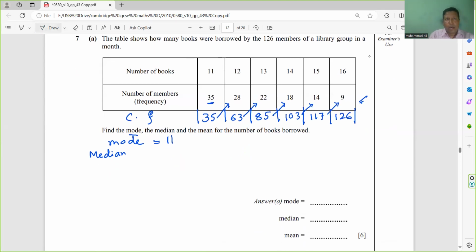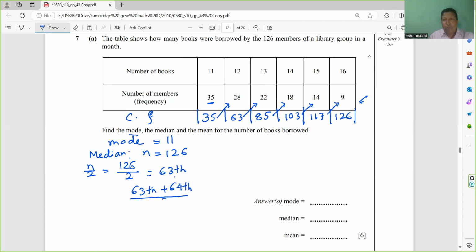Now, 126, here n equals 126. So, formula is n divided by 2. That means 126 divided by 2. So, we'll get here 63. That means 63rd position. We know that if it comes whole number, taking the corresponding term, that means 63rd term, and term above, and 64th term, their average will be median.